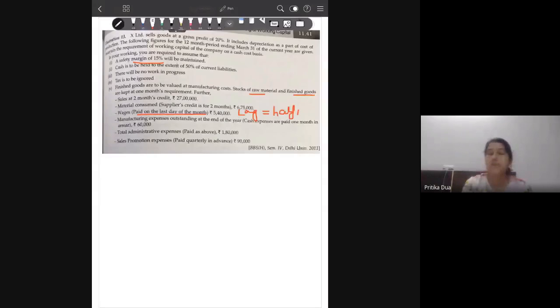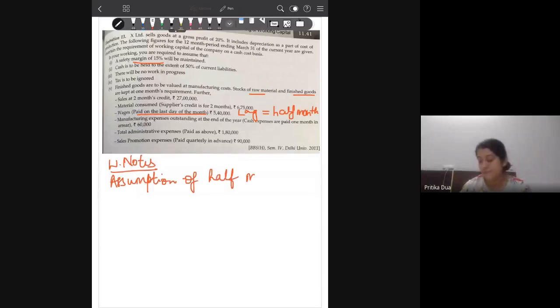So this you need to mention in the footnotes or in the working notes that it is assumed assumption of half month lag in payment of wages. Okay, after that you are given manufacturing expenses outstanding at the end of year, which means your cash expenses are paid 1 month in arrear, तो आपके yearly manufacturing expenses होंगे 60,000 into 12. So let's calculate the cost of production also. उसमें सारे points cover हो जाएंगे.